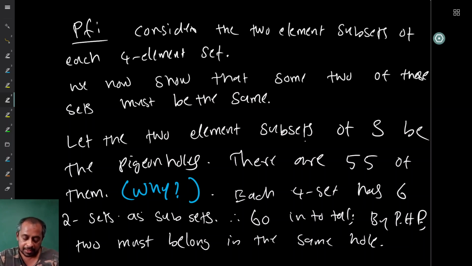And each four element subset has 6 two element subsets. And again, why? And therefore, 10 into 6, which is 60 in total. By pigeonhole principle, 2 must be the same. And that's the proof.